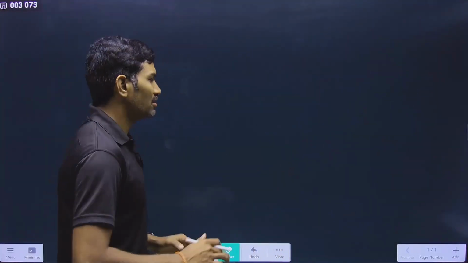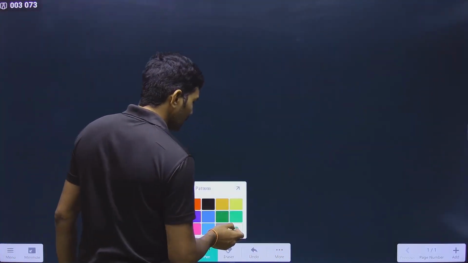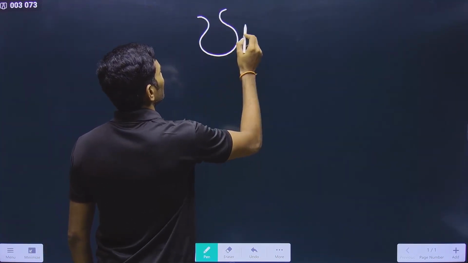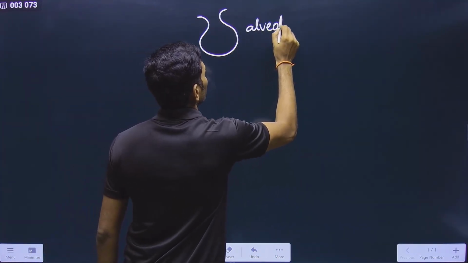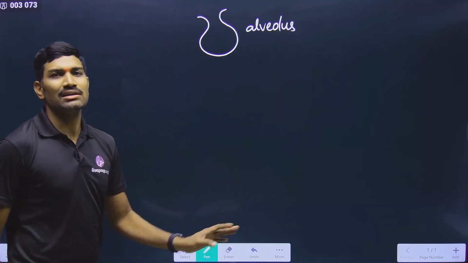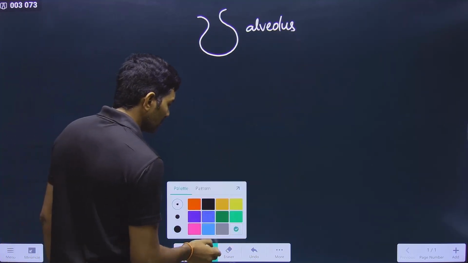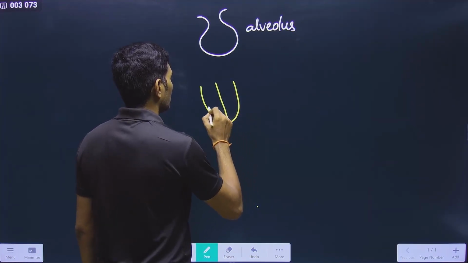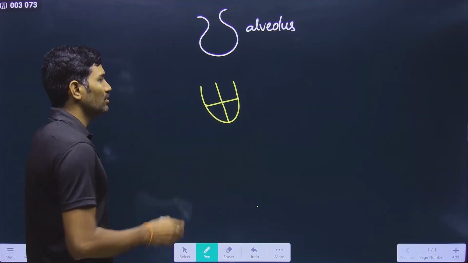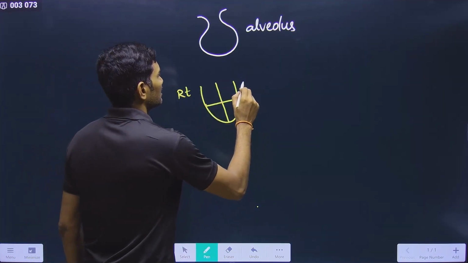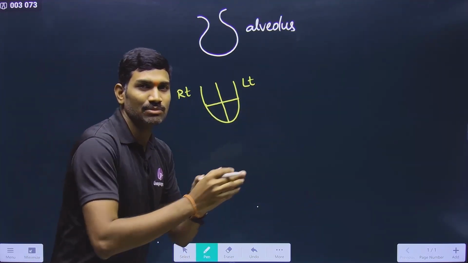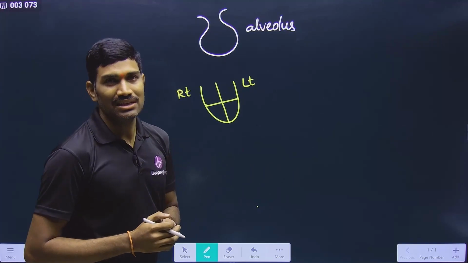Once again I am drawing a rough diagram. Please observe carefully. Here we are talking about the alveoli. It is a bag-like structure. This is the alveolus, which is part of the lung. And here there is a heart. Let us make a rough diagram here. This is the right side, this is the left side. Regarding the heart, we will study separately in the chapter called body fluids and circulation.